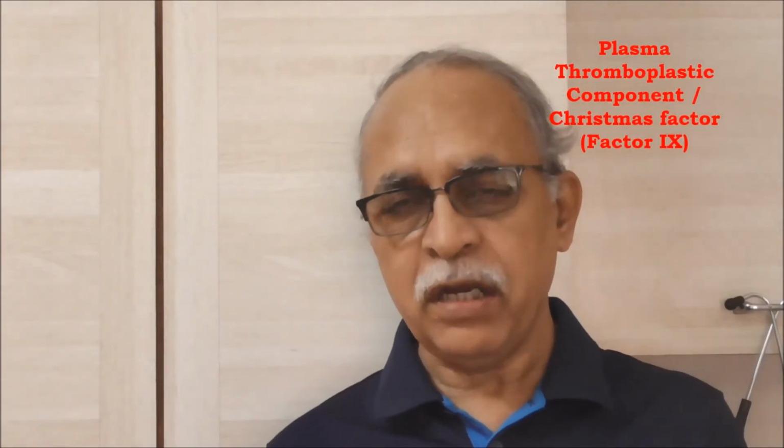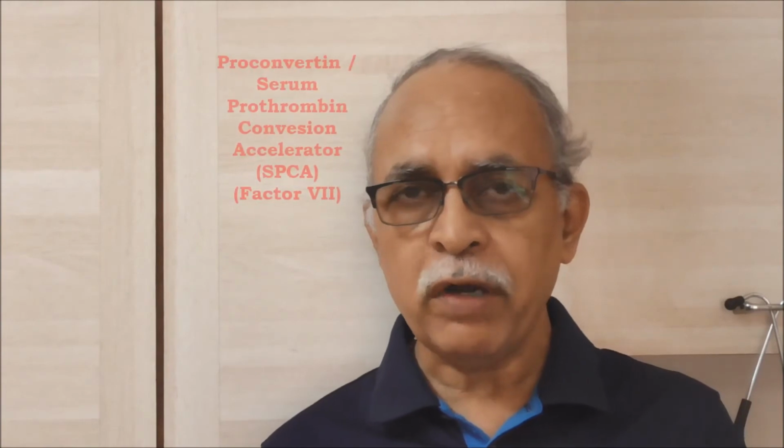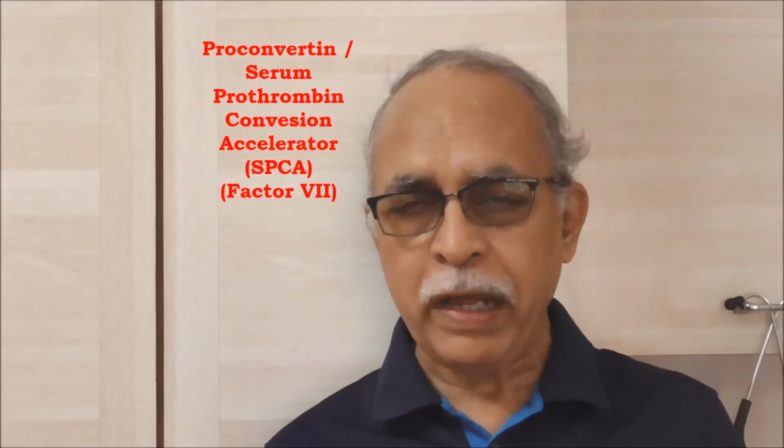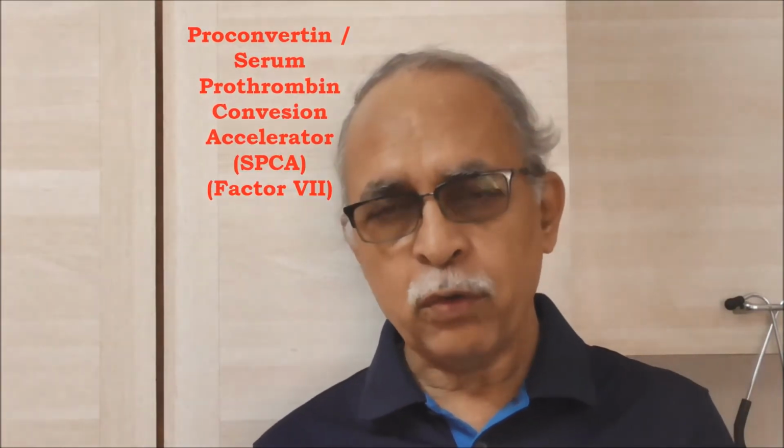Factor 9 is called plasma thromboplastin component. It's also called Christmas factor. This Christmas factor is activated by factor 11. Now this activation of Christmas factor also requires the presence of calcium ions and factor 7. Factor 7 is also called proconvertin. It's also called SPCA. Proconvertin, or SPCA, activates factor 9.